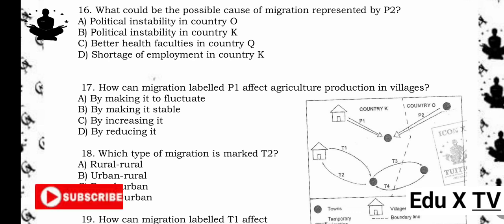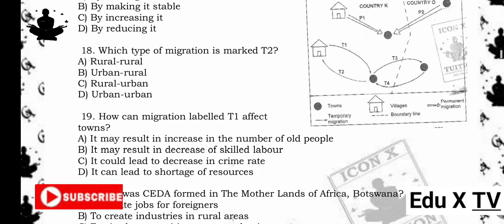18. Which type of migration is marked T2? A. Rural-rural. B. Urban-rural. C. Rural-urban. D. Urban-urban. The answer is C. Rural-urban. Reason being, T2 shows movement from a village to a town, which is rural to urban migration.